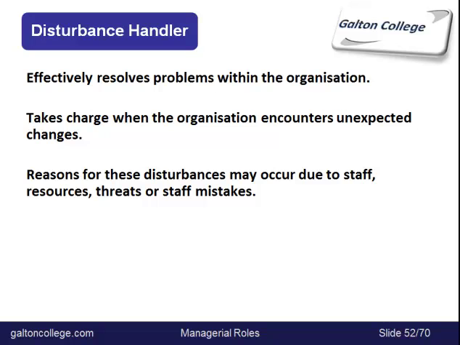The reasons for these disturbances may occur due to staff, resources, threats, or staff mistakes. Sometimes in organizations there's nothing malicious about the disturbance, it's just that mistakes have been made which upset the workflow. It upsets the balance of the organization. It could be that orders placed with suppliers were not appropriate or were wrongly coded, so the wrong materials arrived, or wrong specifications, something of this nature, and the situation has to be retrieved. So the disturbance handler function falls to the manager.